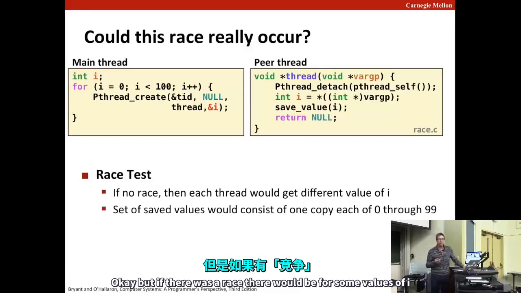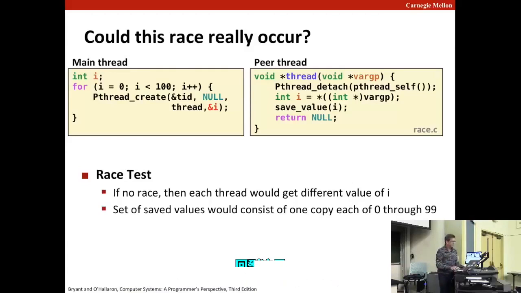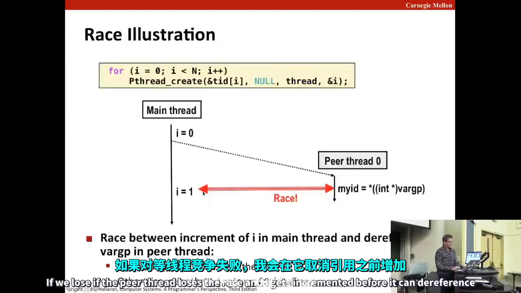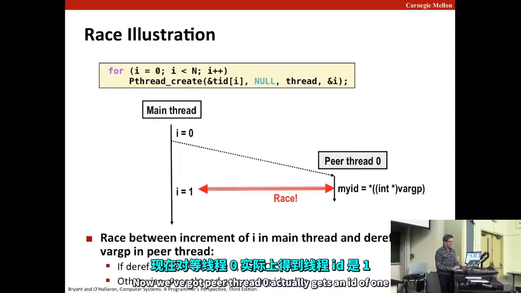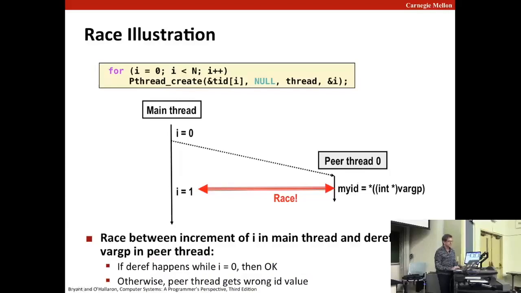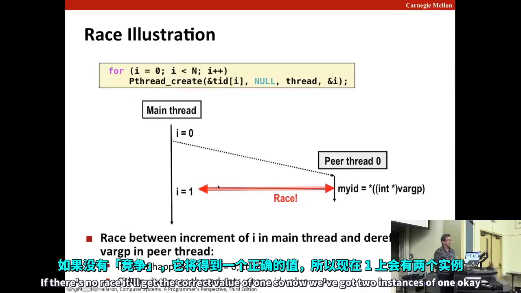Okay. But if there was a race, then for some values of I there would be multiple instances that were encountered in multiple threads. So you can see if we go back here, if the peer thread loses the race and I gets incremented before it can dereference, now we've got peer thread 0 actually gets an ID of 1. Okay. And then peer thread 1, if there's no race, it'll get the correct value of 1. So now we've got 2 instances of 1. Okay.